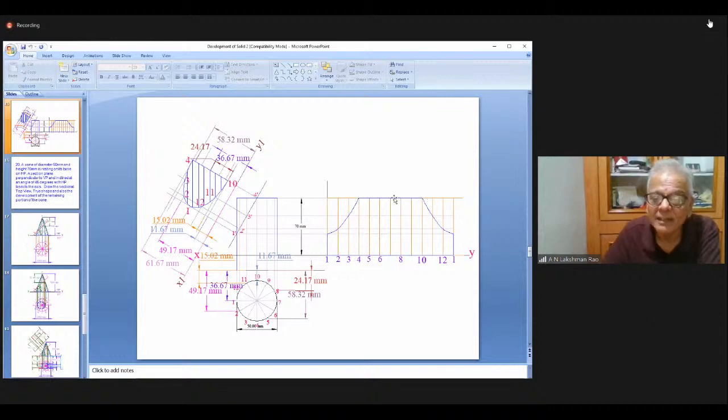Up to this are on top only, on this line only. This is not cut. So only this portion has been cut off. This portion has been cut off. This is the development.